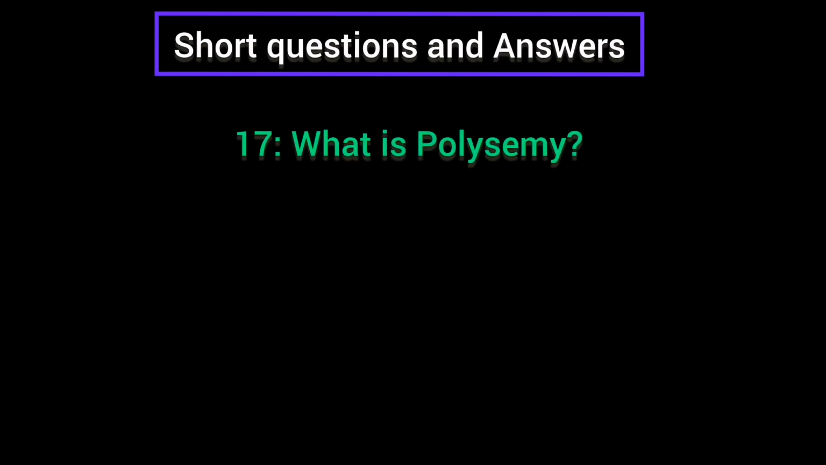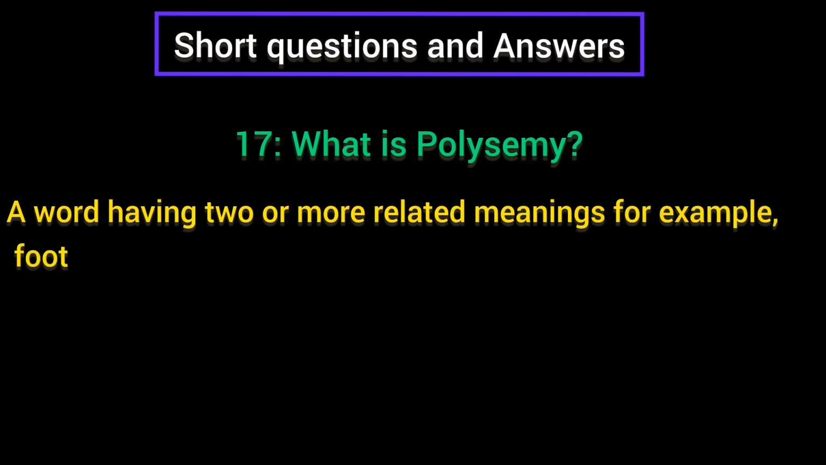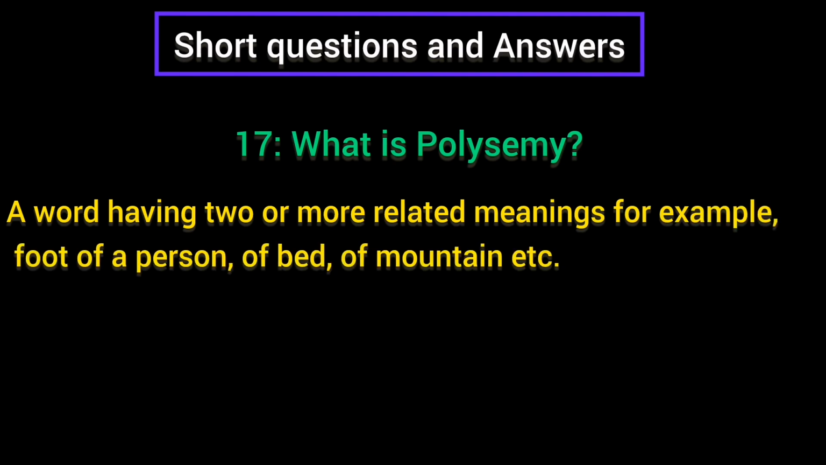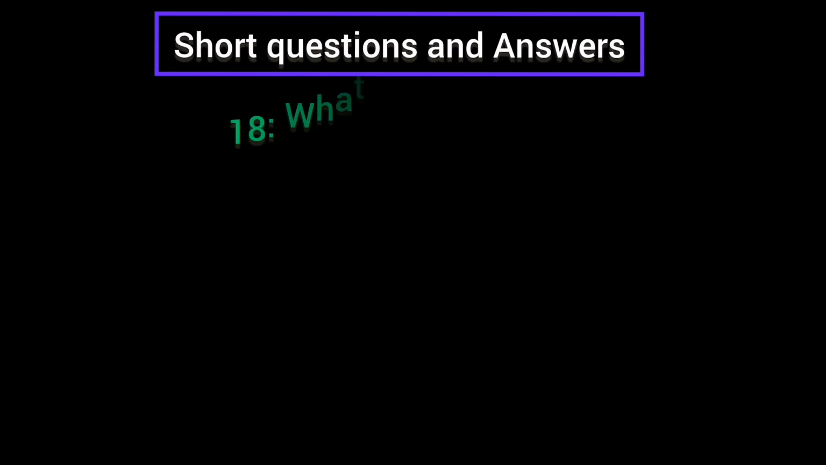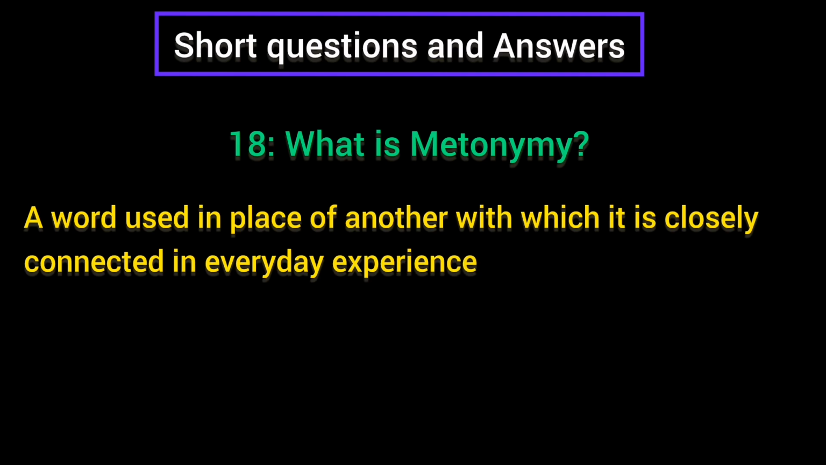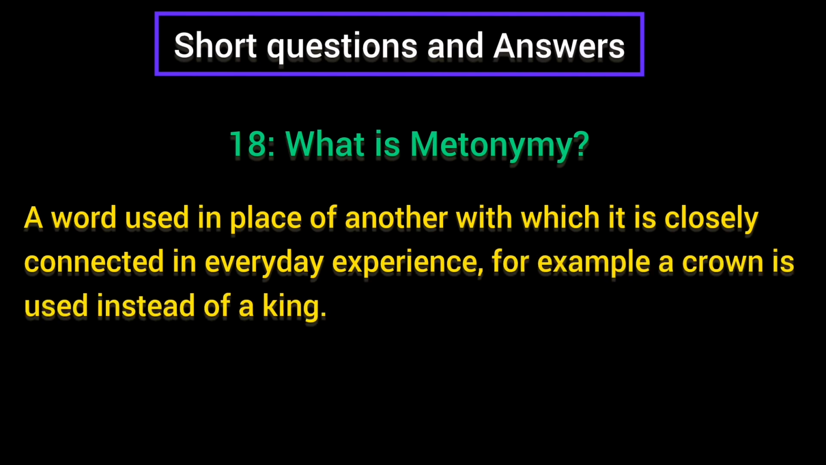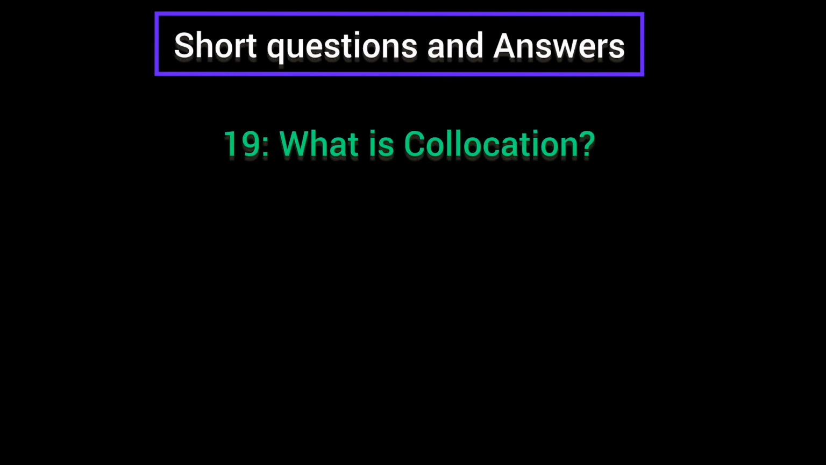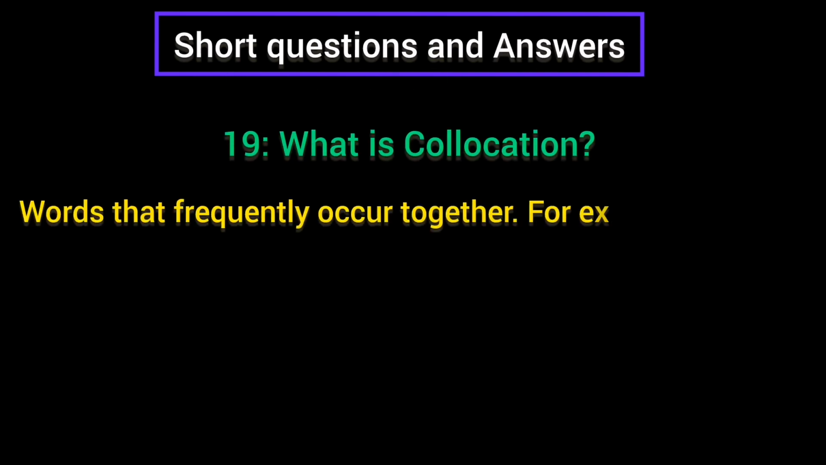What is polysemy? A word having 2 or more related meanings. For example, foot of a person, of bed, of mountain, etc. What is metonymy? A word used in place of another with which it is closely connected in everyday experience. For example, a crown is used instead of a king. What is collocation? Words that frequently occur together. For example, salt and pepper.